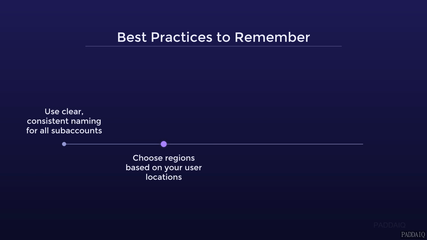Choose regions based on your user locations. This means hosting your SAP BTP applications in a geographic region closest to where most of your users are. For example, if your main office is in Frankfurt, select the Europe, Frankfurt region. This minimizes network delay, providing a faster and more responsive experience for your team.